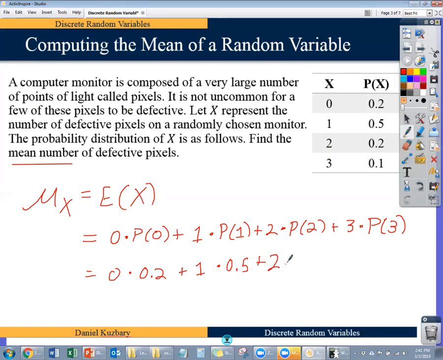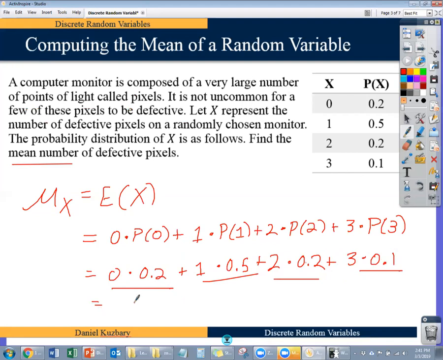The probability you get 2 is 0.2. And the probability you get 3 is 0.1. Okay, so we got the pairwise multiplication now. Order of operations says, even written like this, you do the multiplication before you do the addition. So we're going to multiply all 4 sets of these before we add them up.